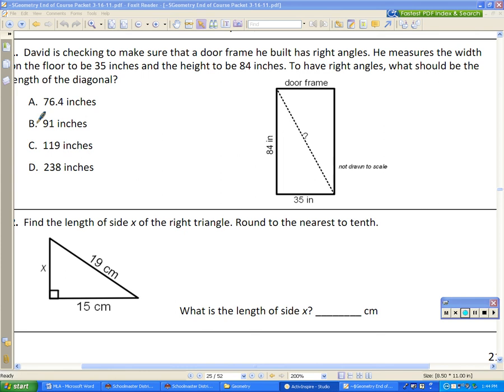Same thing here, except this time since we know the hypotenuse and we're trying to find the leg, what's the equation that I write to use the Pythagorean theorem? 15 squared plus x squared, good, because it's the legs added together, equals 19 squared. And then how do you solve that? 19 squared minus 15 squared, and then you take the square root of that. What do you get from that, Hannah? 11.7?